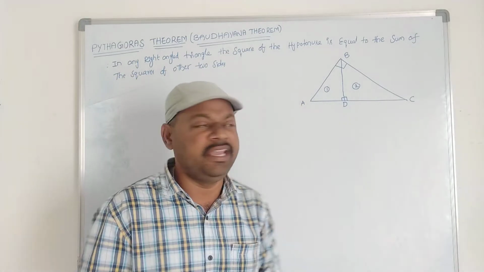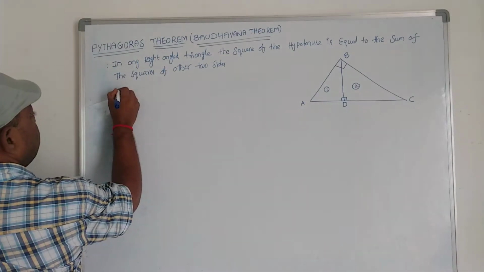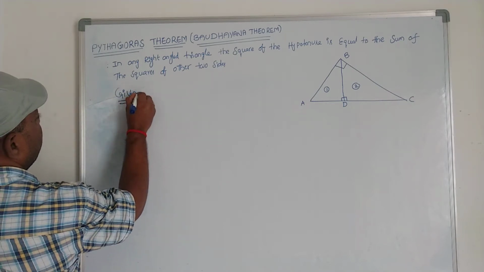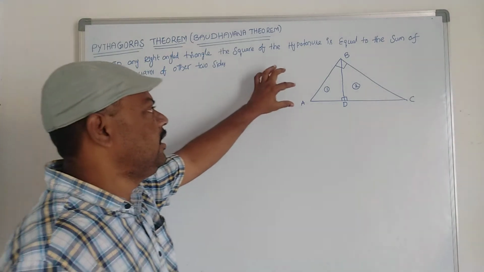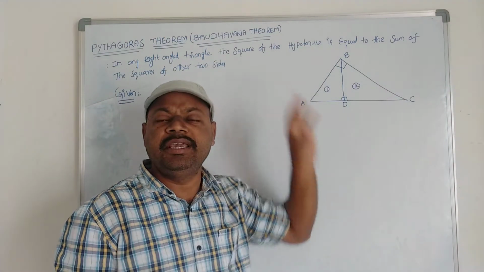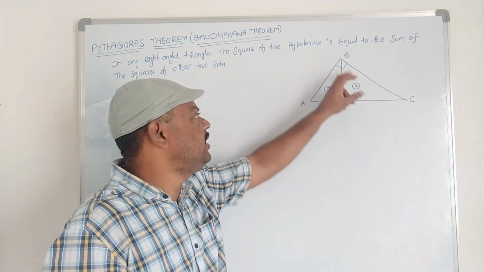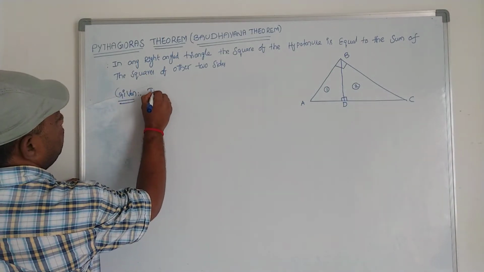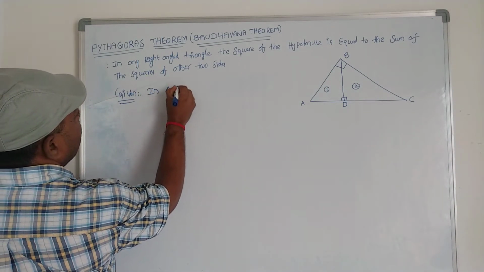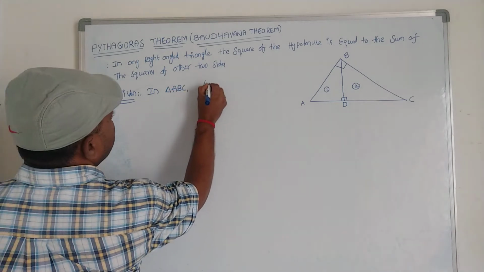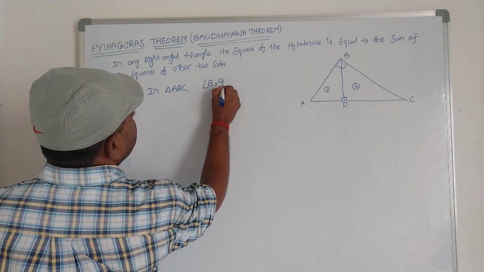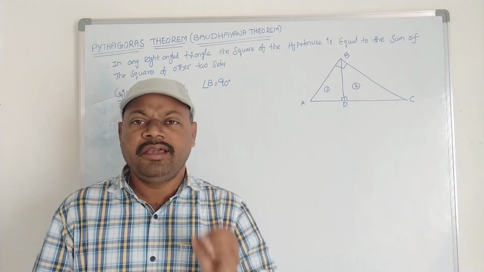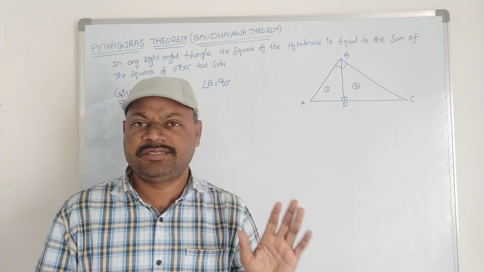Now what is given here? First of all, what is given? In triangle ABC, where is the right angle? Angle B is 90 degrees. So in triangle ABC, angle B equals 90 degrees. That is given. The right angle triangle is given.